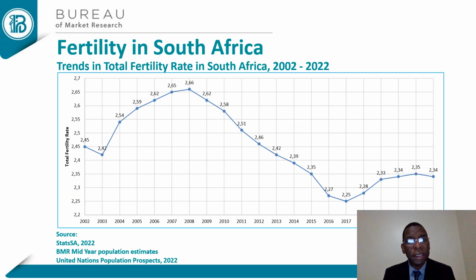If we look at the trends in fertility in South Africa from 2002, we notice that fertility as a component of population change has been the main driver behind the slowing of the population growth in the country.